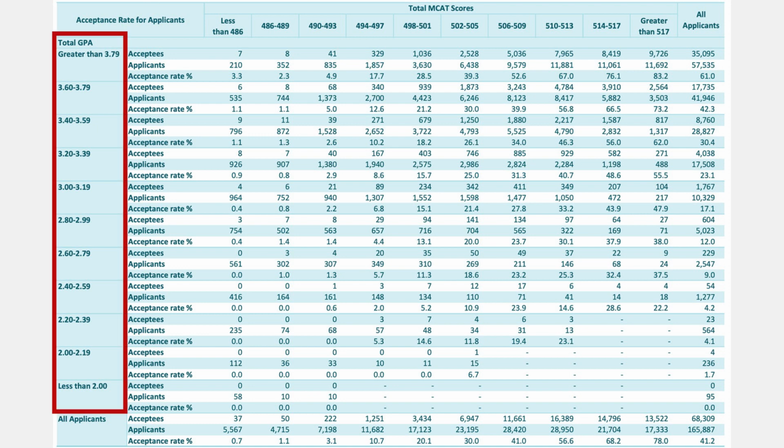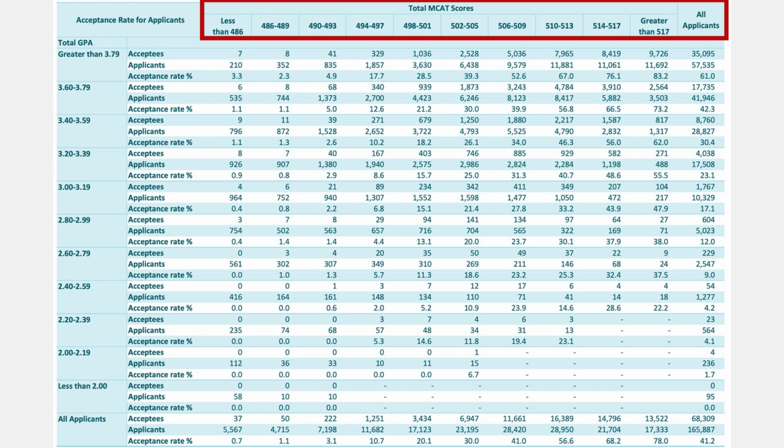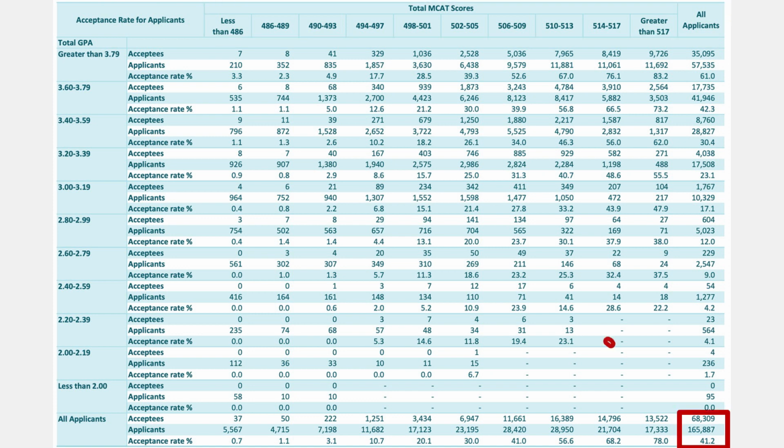Along the side, applicants are categorized by their cumulative total GPA. Along the top, applicants are categorized by the range their most recent MCAT score fell into. In the bottom right-hand corner, we see that of everyone who applied, only 41% of applicants gained an acceptance. But I want to break the numbers down a little for a second.